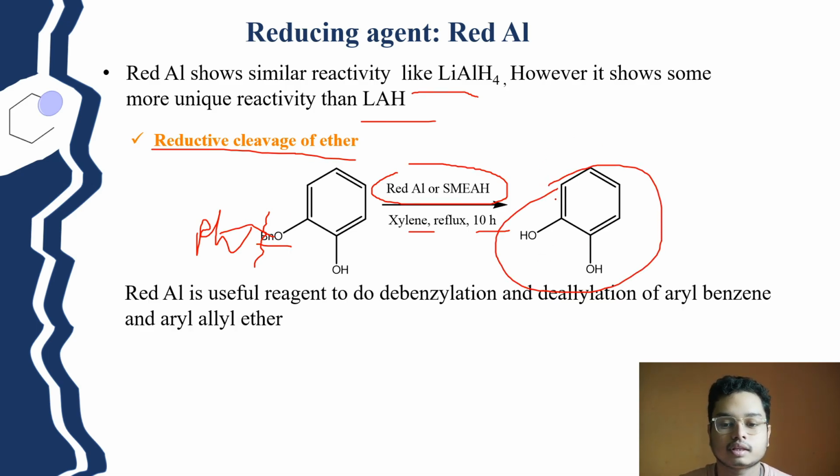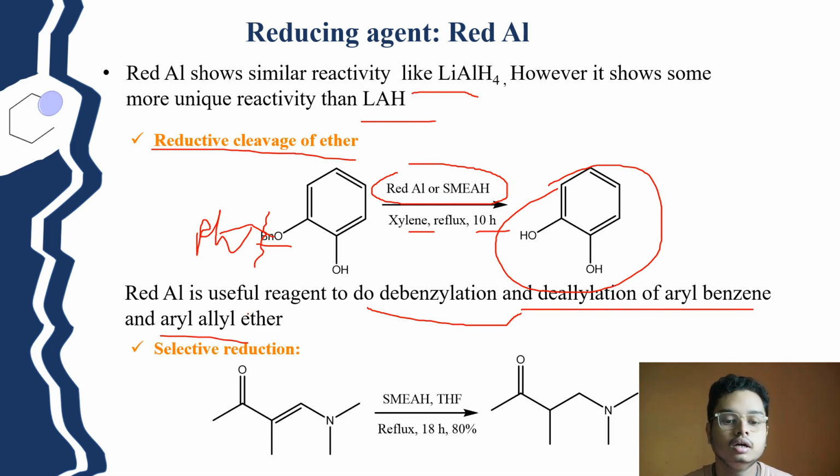Also, red aluminium is a useful reagent for debenzylation and dearylation of aryl benzyl ethers and aryl ethers, which we already discussed. Also, it can do selective reduction. Here you can find that an alpha beta unsaturation is there. In the presence of red aluminium under reflux condition, you can selectively reduce this particular double bond. So this is the unique reactivity that lithium aluminum hydride can't do.